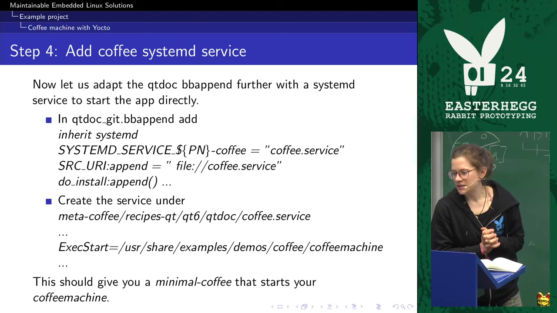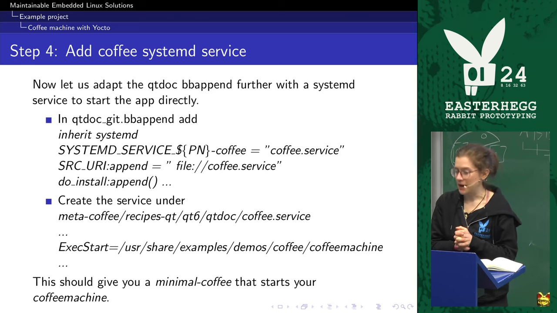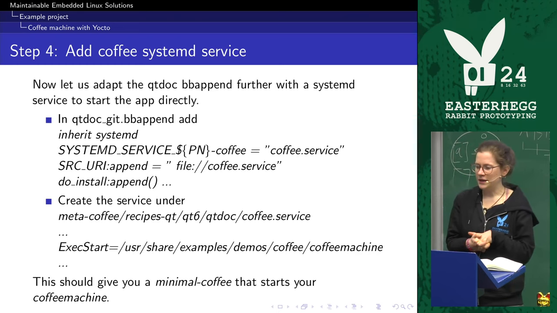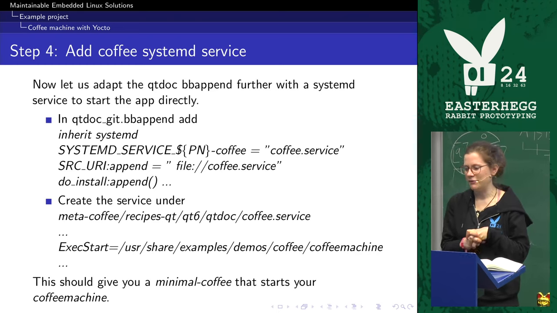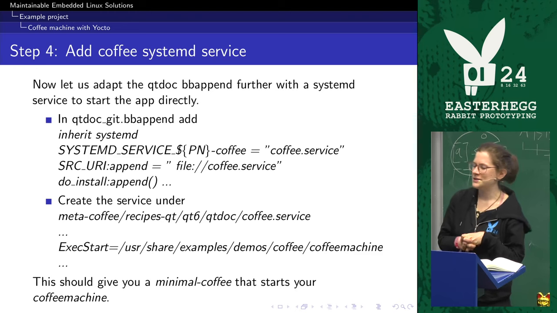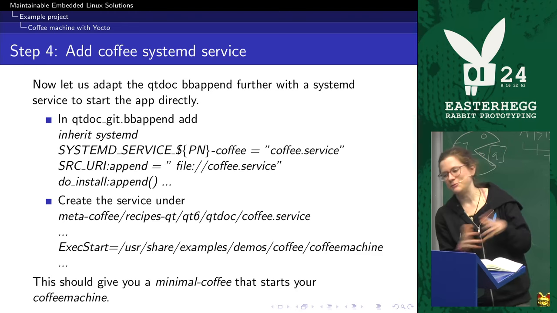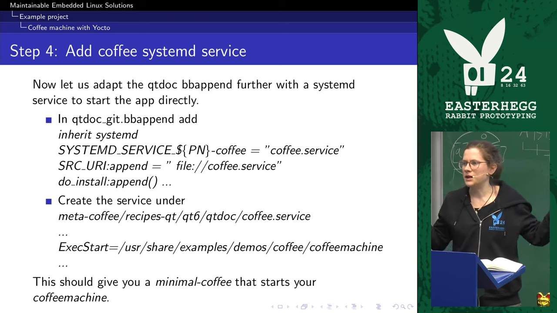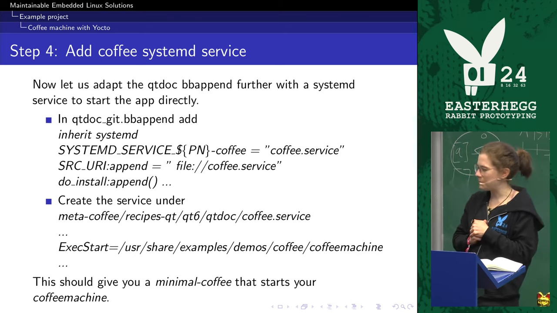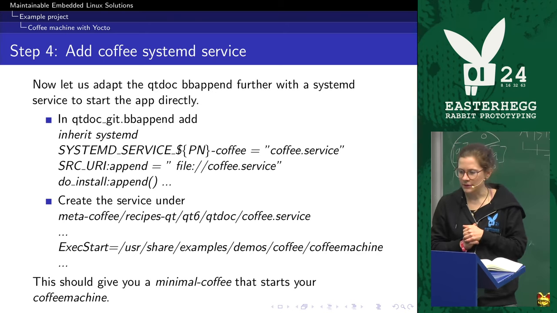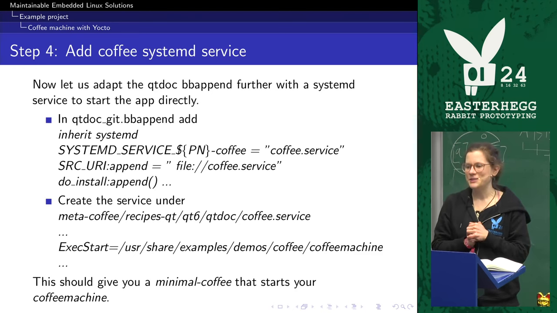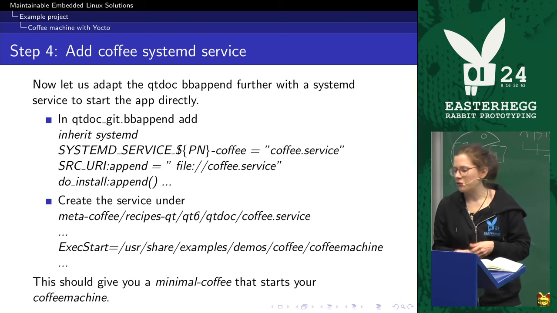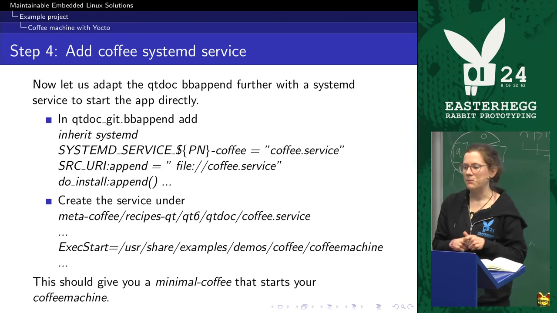In the systemd service, I of course start my coffee machine. You can also see here that it's basically derived from the examples folder because you see the nice path usr share examples demos coffee and coffee machine. But for the sake of simplicity, I just kept the path. And this will then give you, if you now rebuild the image, an image where the coffee machine is automatically started upon boot.